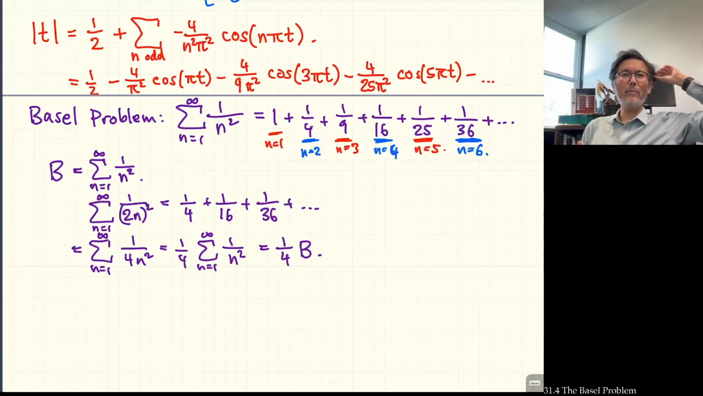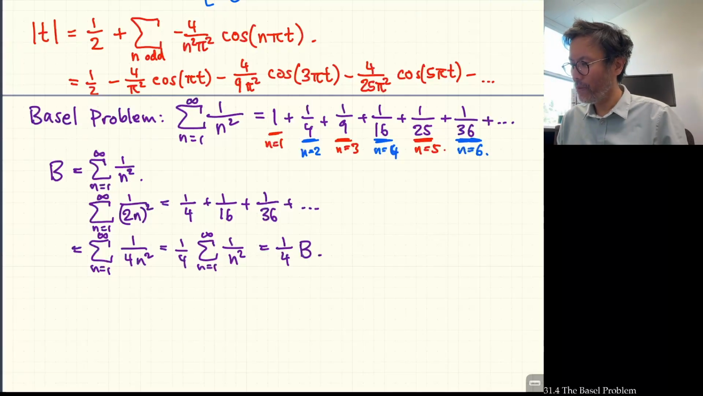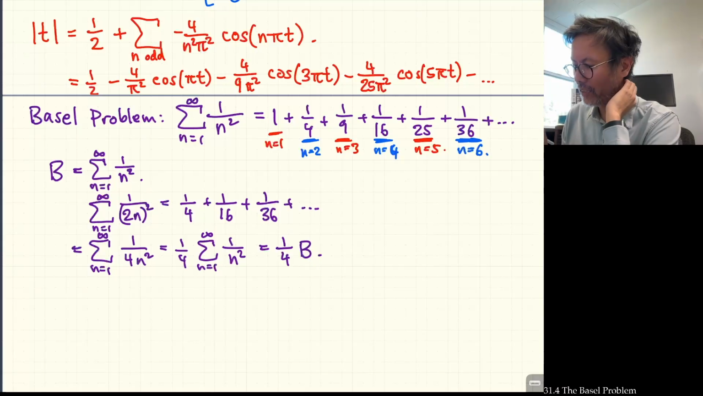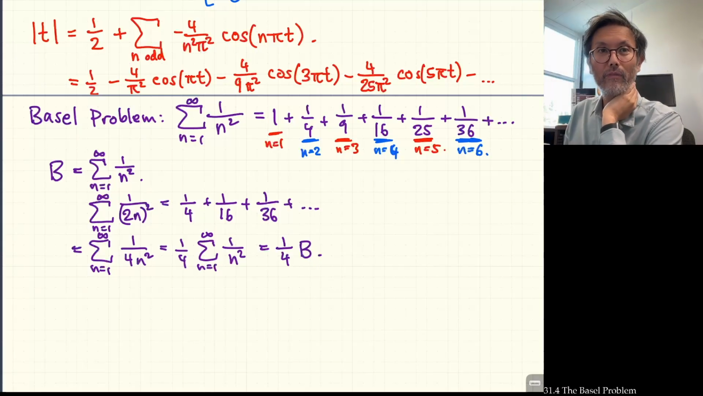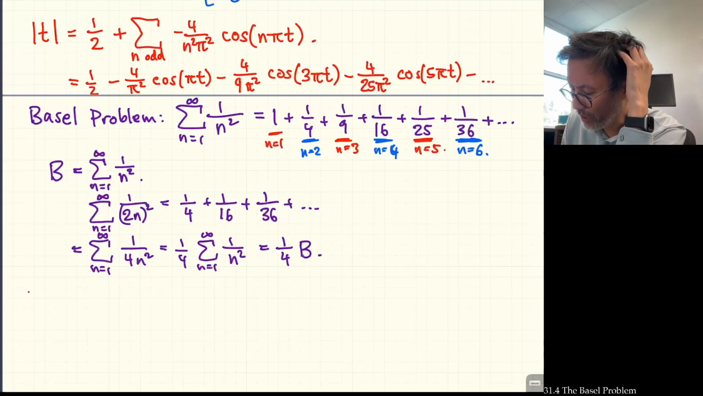Now I should actually think about the odd ones, okay? And for that, I'm going to use this absolute value of t guy here. Let me think about that now, okay? Just bear with me here. What I'm going to do is plug in t equal to 0 into both sides of that Fourier series for the absolute value of t that you see at the top here. So plug in t equals 0.